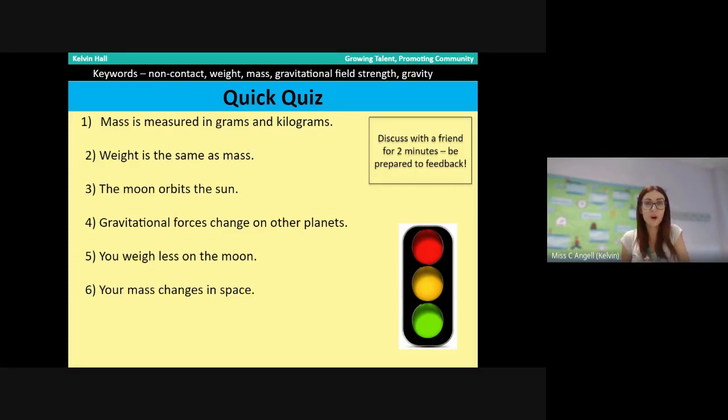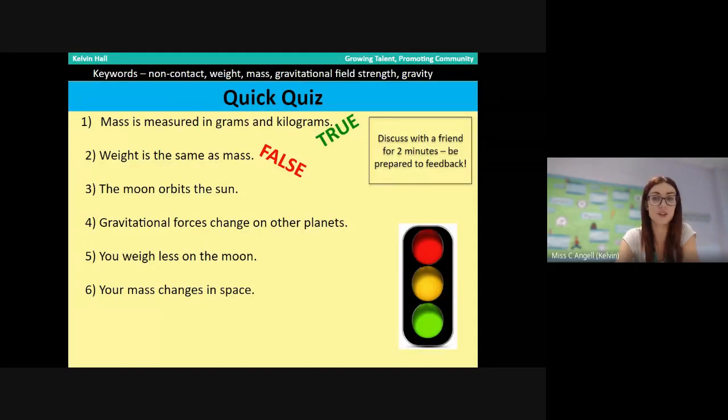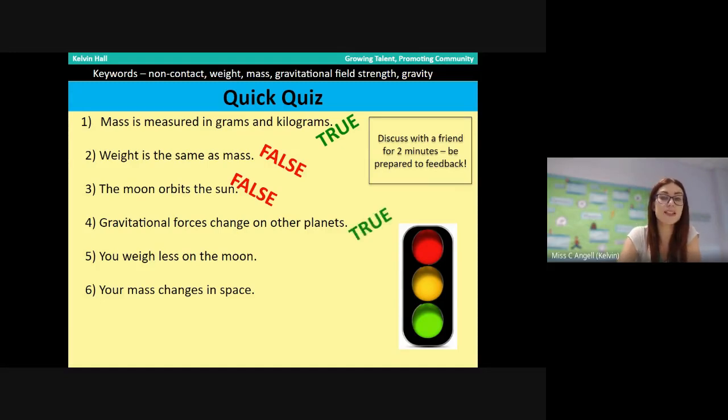So let's see, true or false? Mass is measured in grams and kilograms. That is true. Weight is the same as mass. Absolutely not. That is false. Ooh, question here. The moon orbits the sun. That is false because the moon orbits Earth. Gravitational force changes on other planets. That is true.